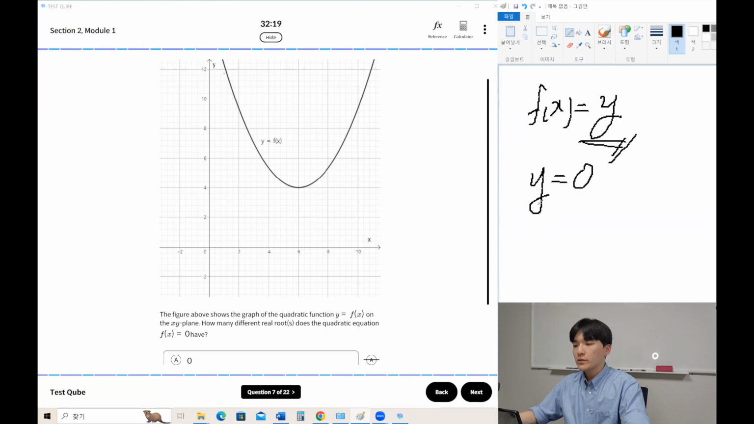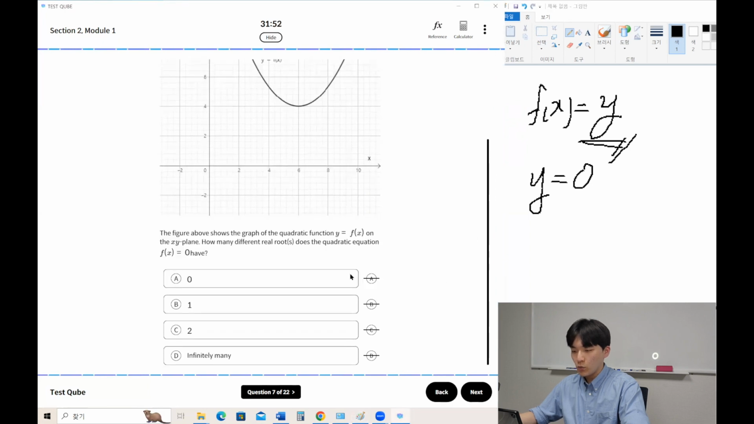So in this graph, we can see that it has a parabolic look. And is there any point within this graph that intersects at y is equal to 0? So this would be the horizontal line right here. And in this case, there isn't. And in this case, we would say that there are no solutions. So the answer here would be 0.